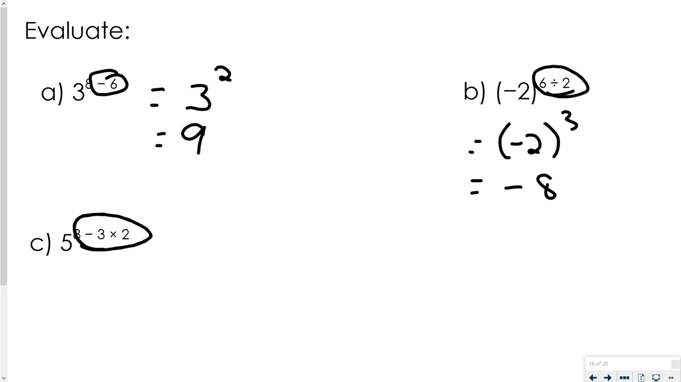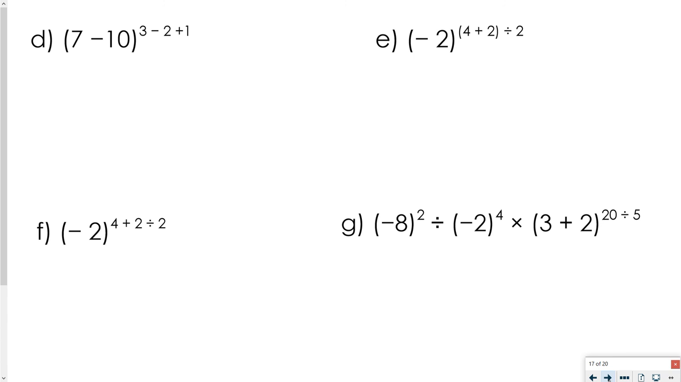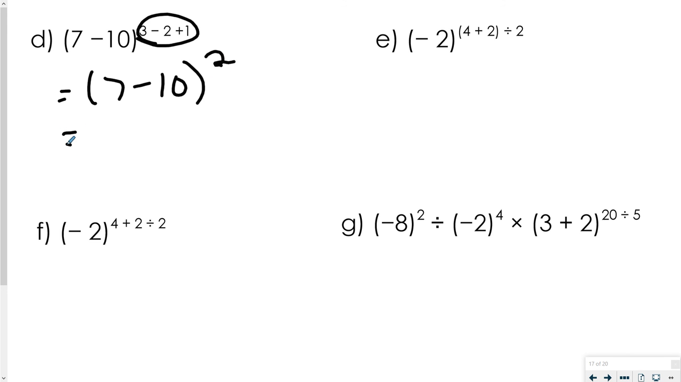Over here, it's a little more tricky. So we do the 3 minus 2 first. So I get 5, 8 minus 6. Then 8 minus 6 is 2, so we get 25. Simplify the power first. So 7 minus 10, 3 minus 2 is 1, plus 1 is 2. Okay, 7 minus 10 is -3, squared will be 9.